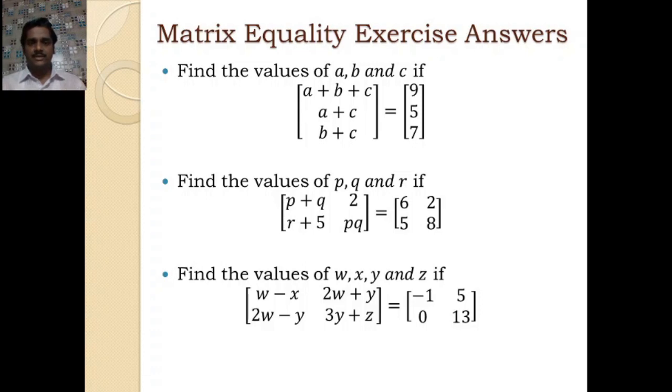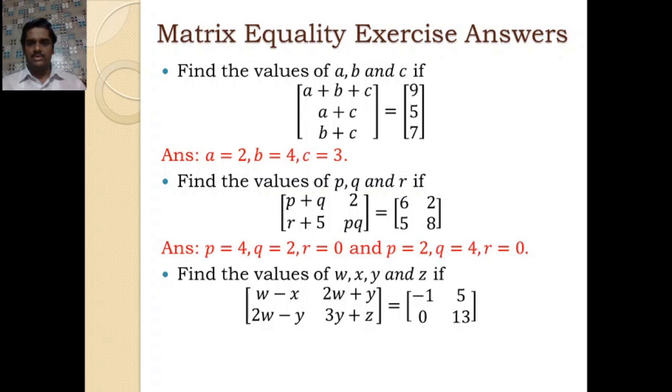So the answer of the first question is A equals 2, B equals 4, C equals 3. And for the second one, there are two solutions. P equals 4, Q equals 2, R equals 0, and P equals 2, Q equals 4, R equals 0, since you get a quadratic equation in this problem number 2.